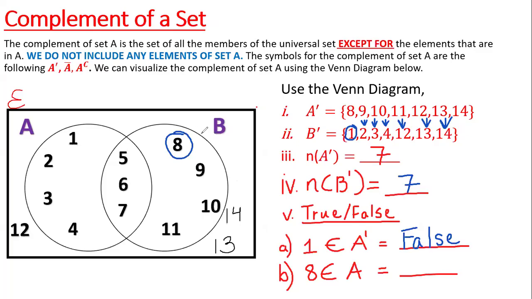Because this is set B, right? 8 is in here. The previous one was a complement. That's why it was true. 8 is inside the complement of A, but 8 is not inside of A itself. So this is false. Does that make sense to y'all, or do I need to explain it again? Any questions on this before I move on?